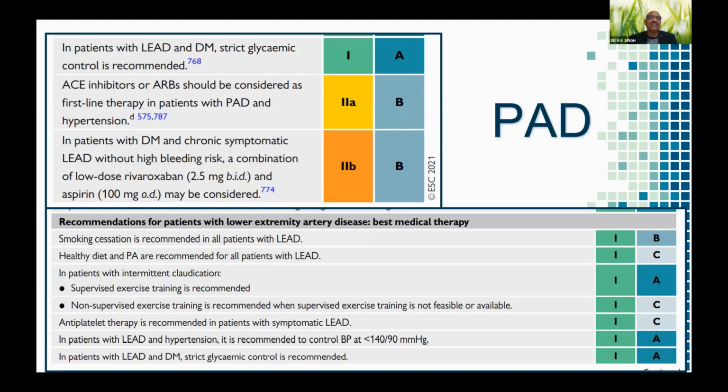In patients with LEAD and DM, strict glycemic control is recommended, and ACE inhibitors or ARBs should be considered in patients with diabetes and chronic symptomatic LEAD without high bleeding risk. A combination of low dose rivaroxaban and aspirin may be considered, and this is well documented in the guideline of the European Society of Cardiology.